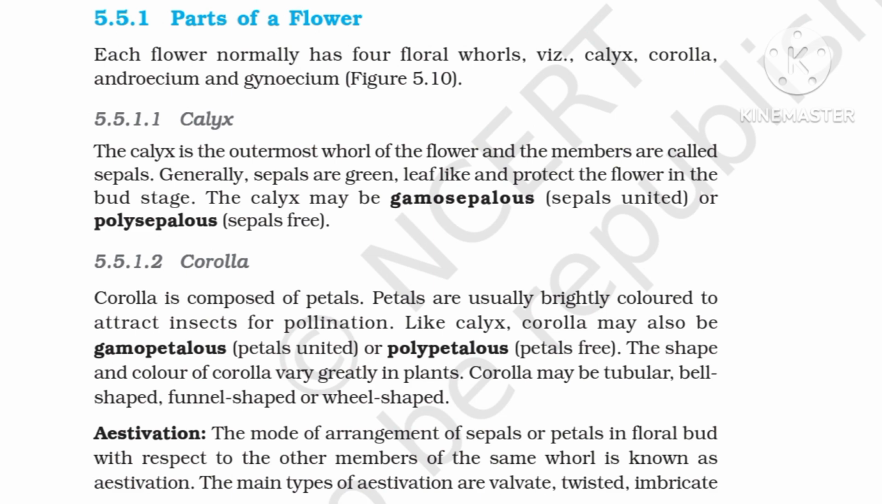Calyx. The calyx is the outermost whorl of a flower and its members are called sepals. Generally, sepals are green and leaf-like and protect the flower in the bud stage. The calyx may be gamosepalous (sepals united) or polysepalous (sepals free). Corolla. The corolla is composed of petals. Petals are usually brightly colored to attract insects for pollination. Like the calyx, the corolla may also be gamopetalous (petals united) or polypetalous (petals free). The shape and color of the corolla vary greatly in plants. The corolla may be tubular, bell-shaped, funnel-shaped, or wheel-shaped.